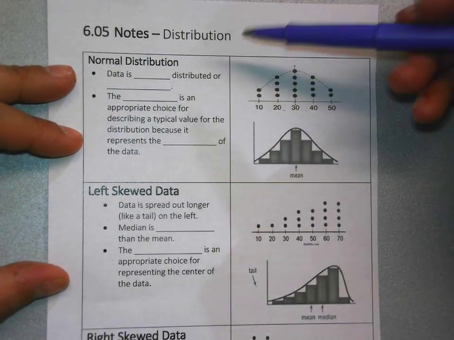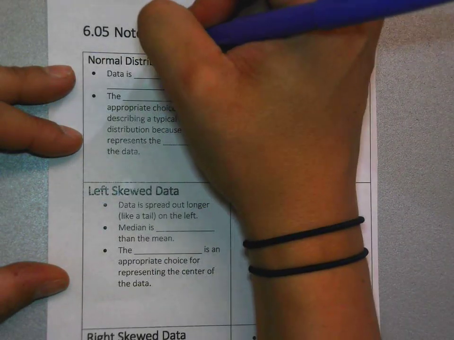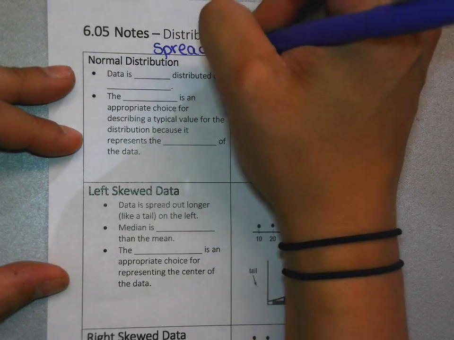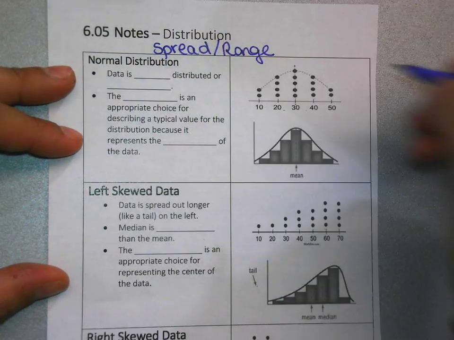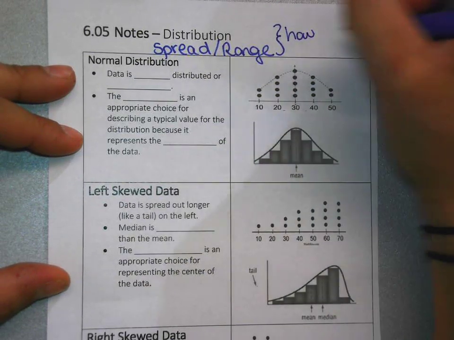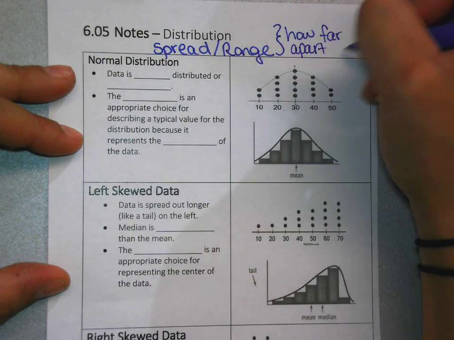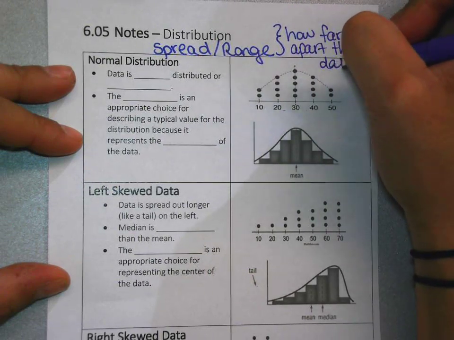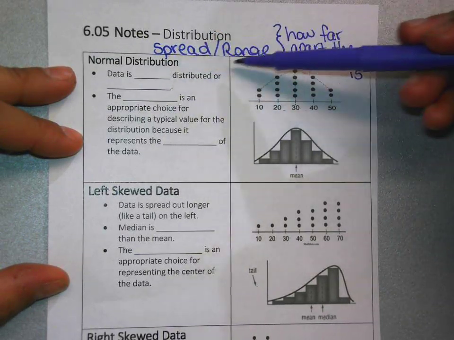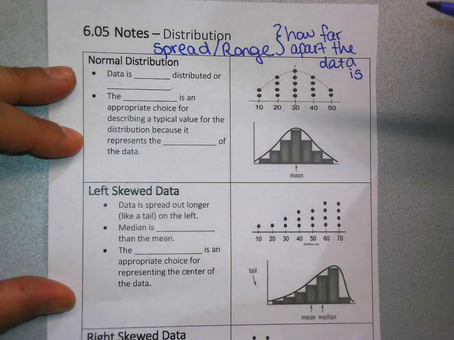For these notes, we are going to be talking about distribution, which I have mentioned before also means the spread or the range of data. These words just mean how far apart the data is. So again, all of these words mean the same thing. We're going to be using the word distribution the most for these notes though.